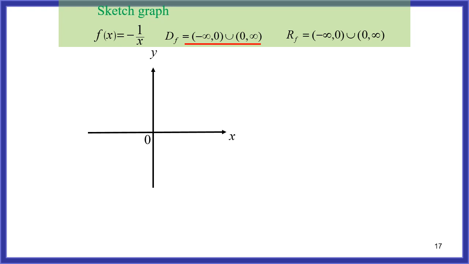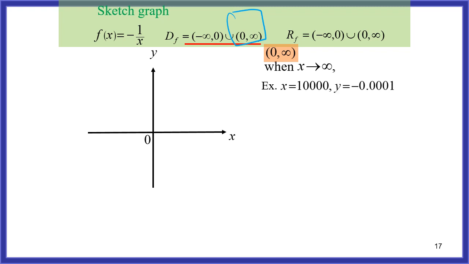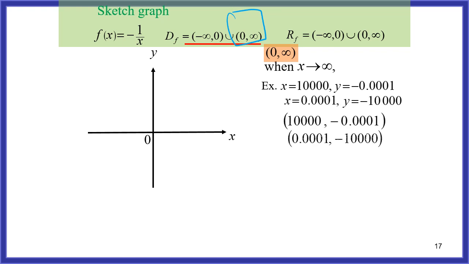So for the domain of negative infinity to 0, union with 0 to infinity, let's say we take the first half here. When x approaches infinity, let's say 10,000, the y will be negative 0.0001. For x small, nearing 0, we have these 2 points. If we plot this graph, 10,000 is negative 0.01, so it will be here. And then here is 0.01 and negative 10,000 is going down here.